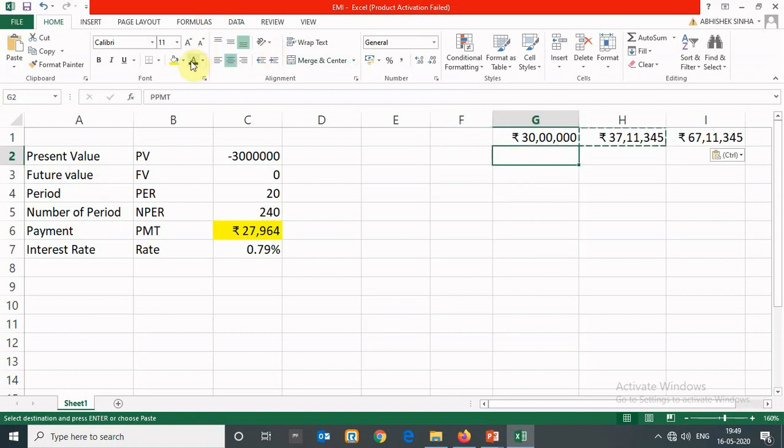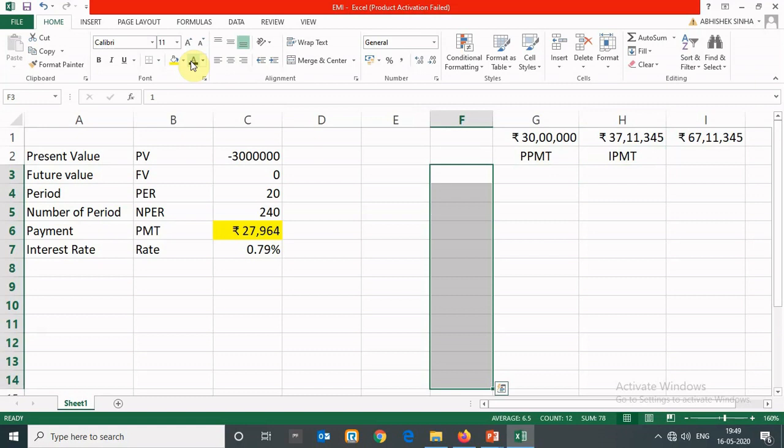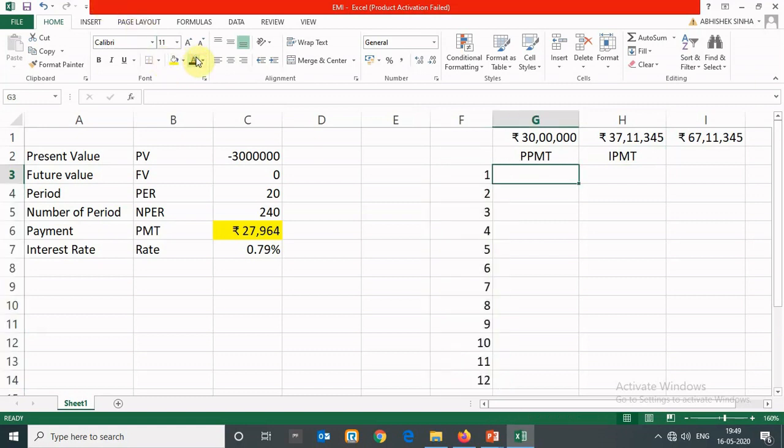For that we use two formulas available in Excel, that is PPMT and IPMT, principal payment and interest payment. Okay, so how does this formula work? Let's first draw some period. Suppose we draw the first 12 months. Okay, so in the first 12 months, this one period, how does this formula work? The EMI payment we will pay is 27964, but what will be the principal and what will be the interest?